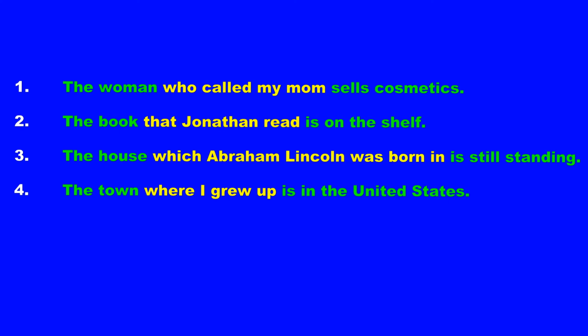Number 3, the house which Abraham Lincoln was born in is still standing. Which Abraham Lincoln was born in is the adjective clause. Number 4, the town where I grew up is in the United States. Where I grew up is the adjective clause. We can look at the adjective clause also as additional information to the subject. It also could be additional information to the object if placed after the object.